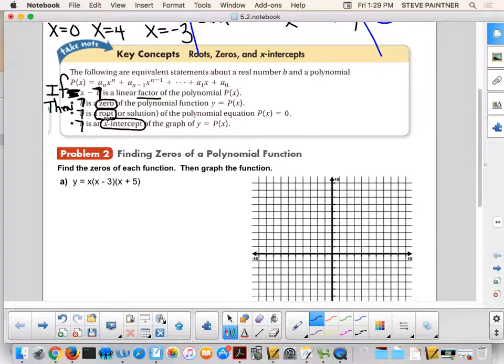Probably the most important word up here to me, since you're graphing, is this word. See that? Let's graph it. Is this in factored form? Yeah. They factored it for you. So this is a nice problem. Finding the zeros of your polynomial function. Find the zeros of each function. Then graph it. Okay, well, let's do it.